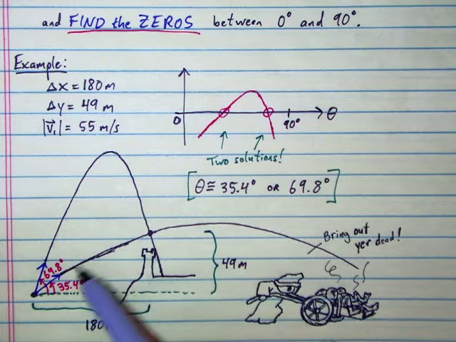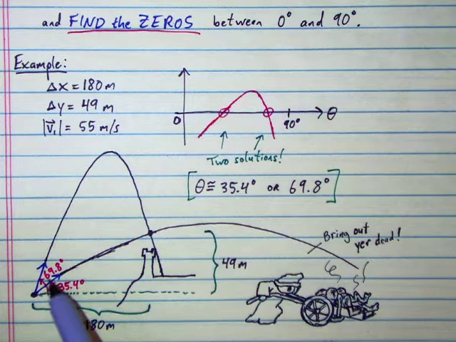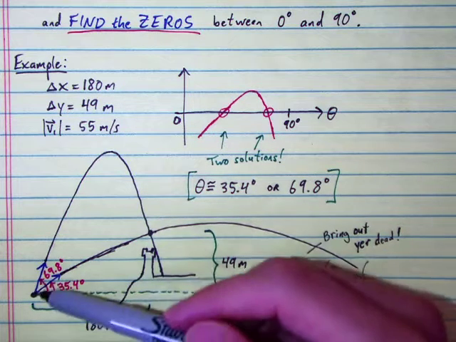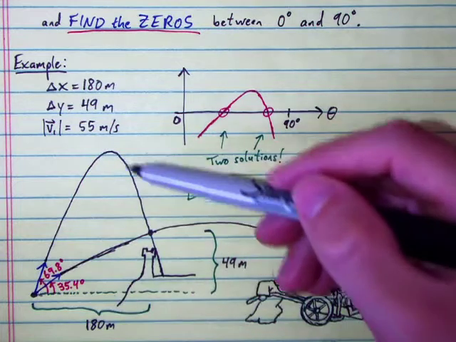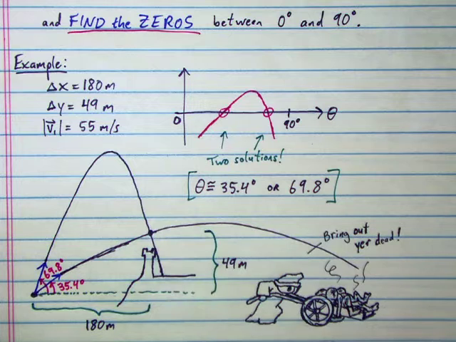35.4 degrees would launch you on this trajectory here, sort of skirting right over the top, or you go to a bigger angle, 69.8, that'll get you up high and then right down through that same point. Both these trajectories will take you through that point right there, get you inside the fortress.